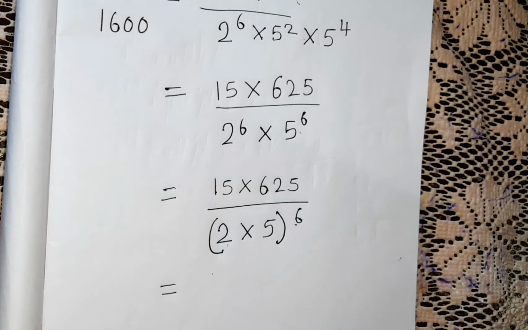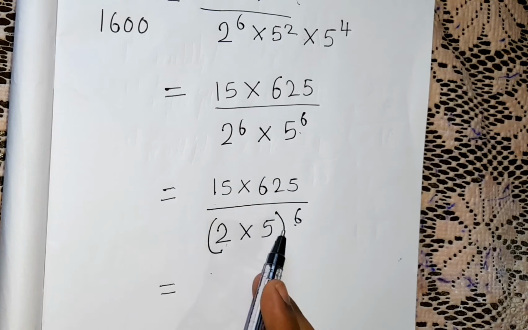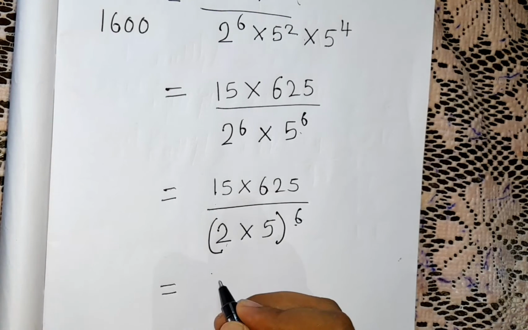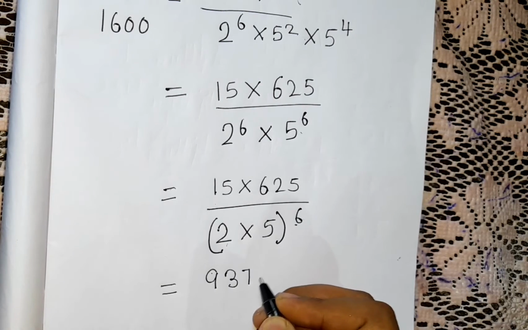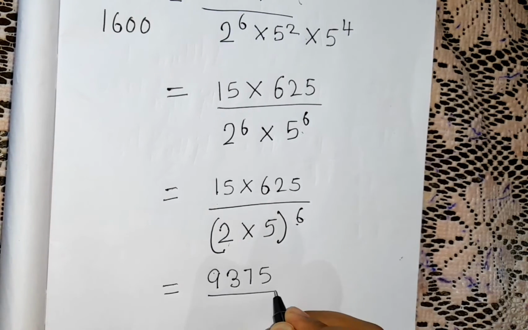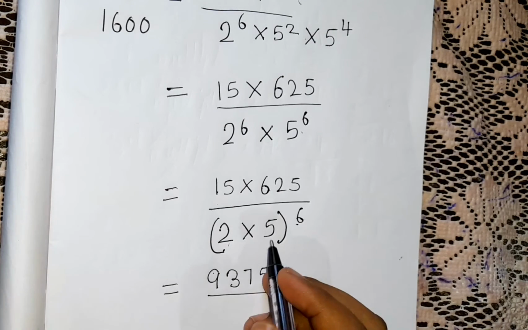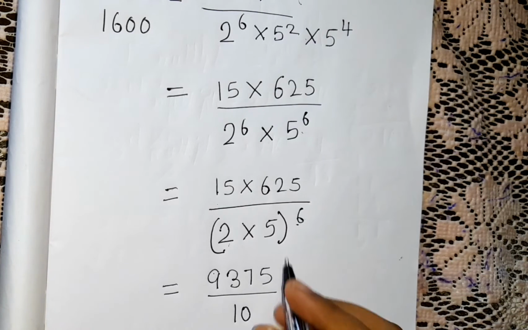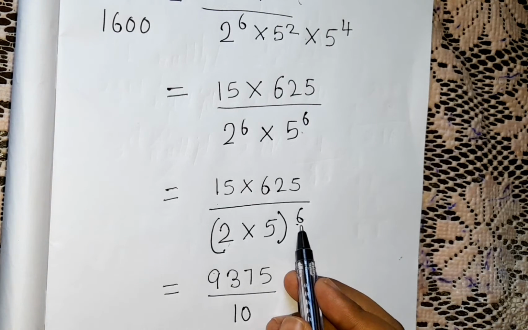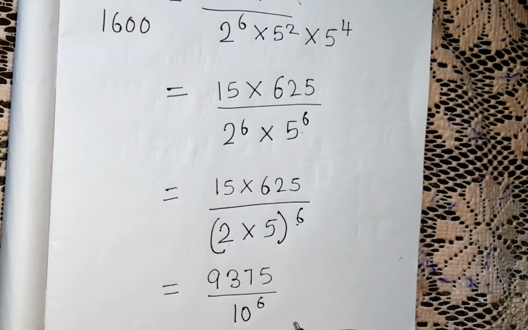So when we multiply 625 into 15, I mean 15 into 625, we get 9375. Divided by, so here 5 2s are 10. Am I right? 5 2s are 10. So we shall write 10, and here we have 6, so we shall write 6. Now it is 10 power 6.